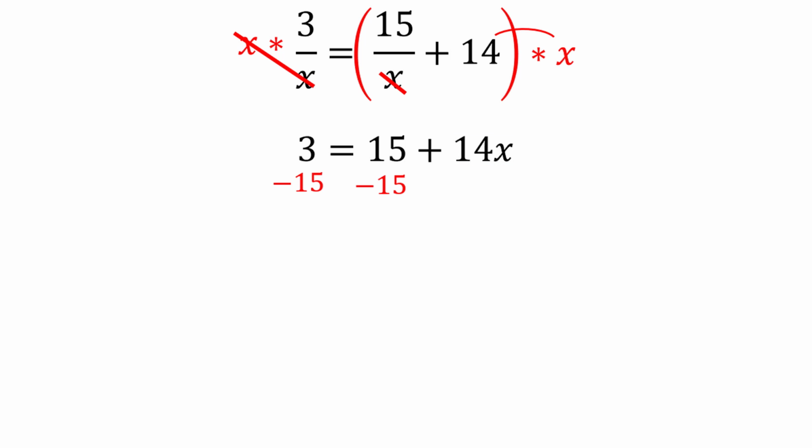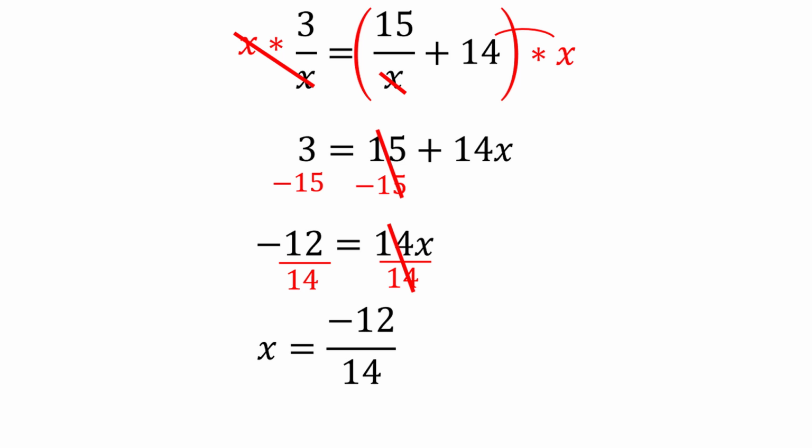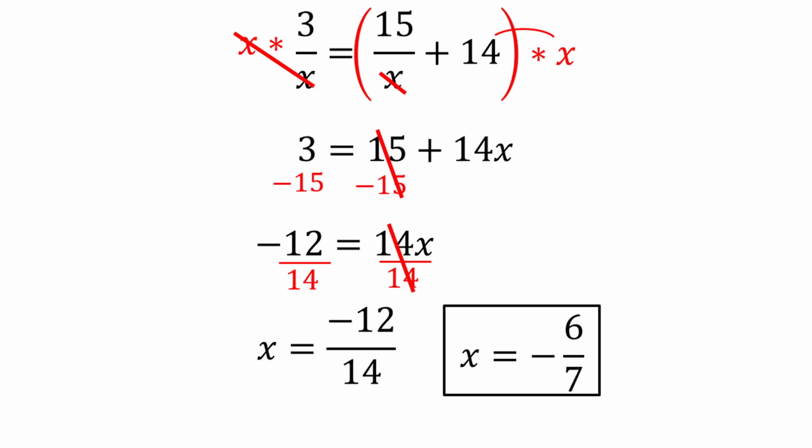If we subtract 15 from both sides, we have 3 minus 15, which is equal to negative 12 on the left-hand side. Dividing both sides by 14, we have negative 12 over 14, which can be simplified to negative 6 over 7, and that is our final answer.